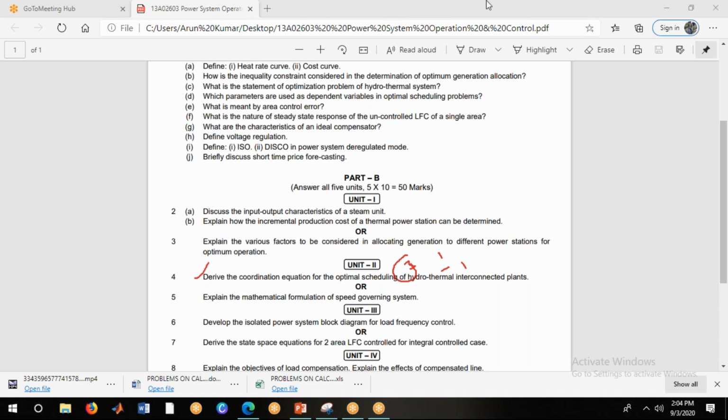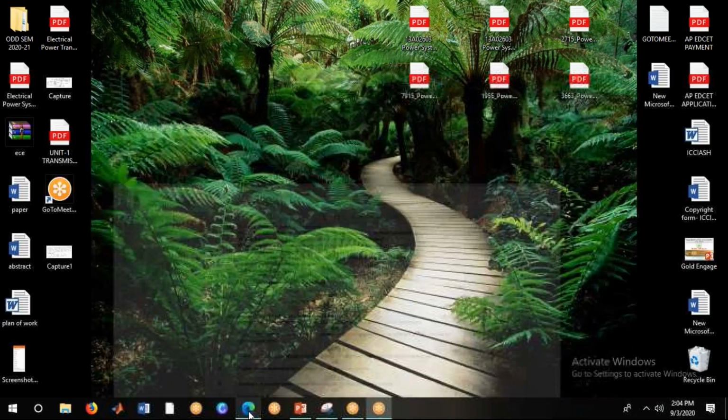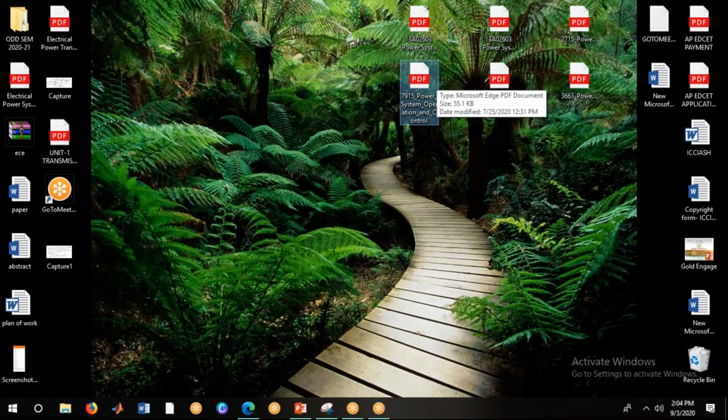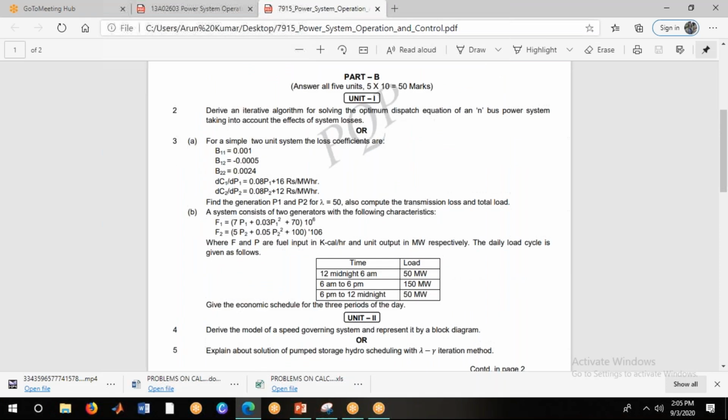Now I will show you another paper. So this is another question paper. Here also they asked: explain the solution of pumped storage hydro scheduling with the lambda-gamma iteration method. So we are going to derive the derivation. It is in the form of an iteration method. It is called an iteration method because here also we have to calculate the lambda value for different values to make the power balance equation a balanced condition. So this is also a direct 10 marks question. And we'll see one more question paper.